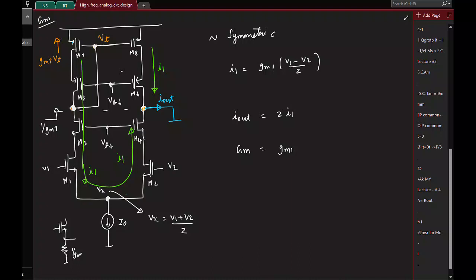Again, this should not be a surprise, because we started with this without the cascode. There, the main transistors contributing to GM were M1 and M2, right? We just changed the output impedance, that's all. So GM is not changed. Great. If that is clear, let's move on to find the output impedance.